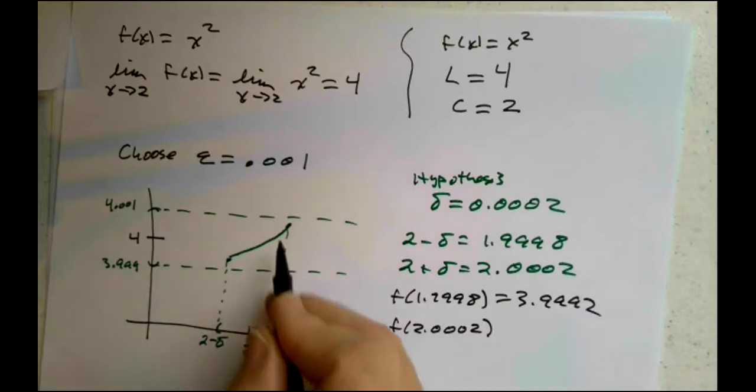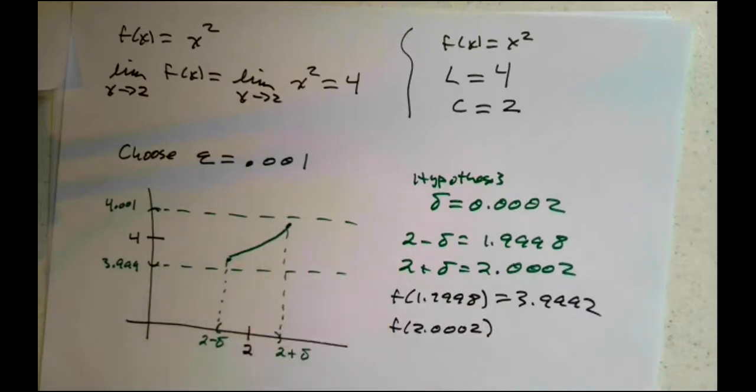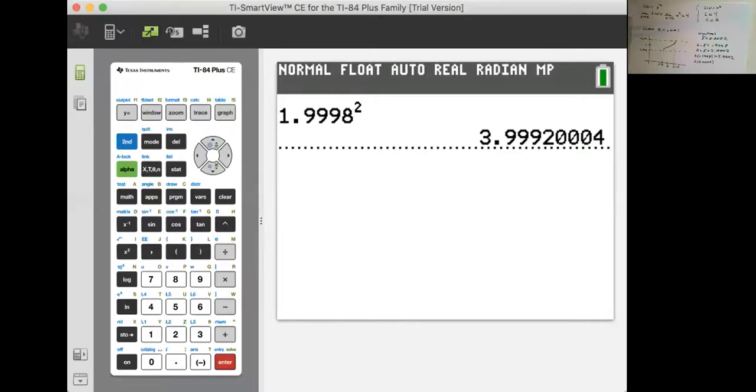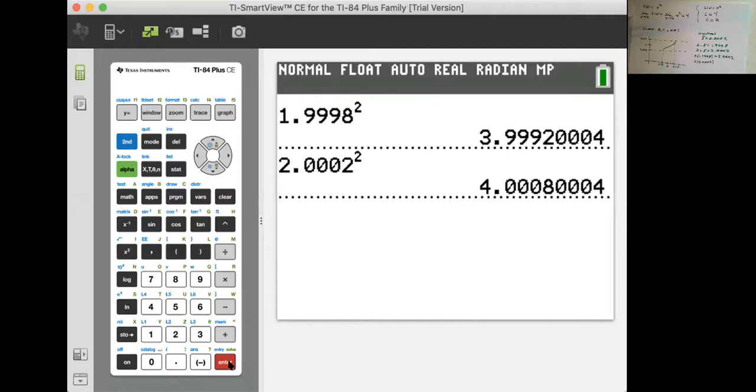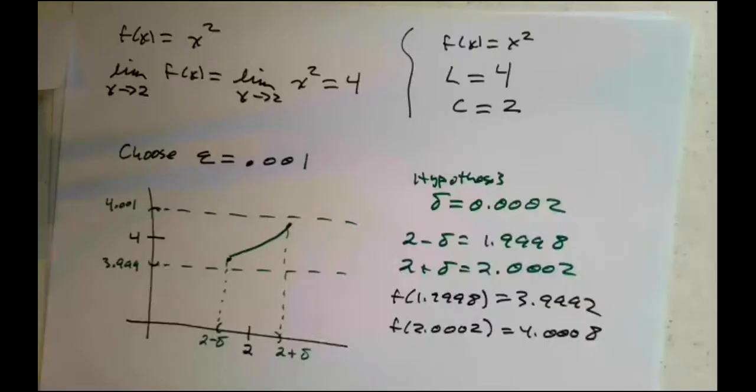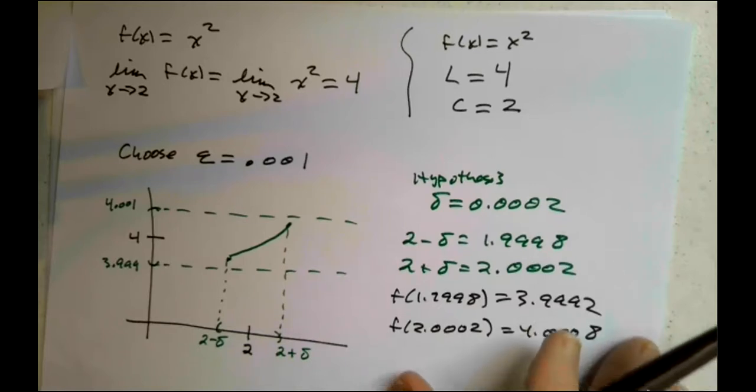You need that to be within the window, which means it's got to be less than 4.001. So 2.0002 squared. Is that less than 4.001? 4.0008. Yep. Which is less than 4.001. And we know that this function is increasing, so everything in between is going to be within those two values.